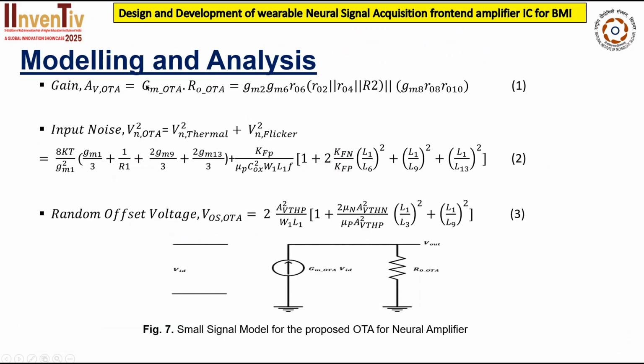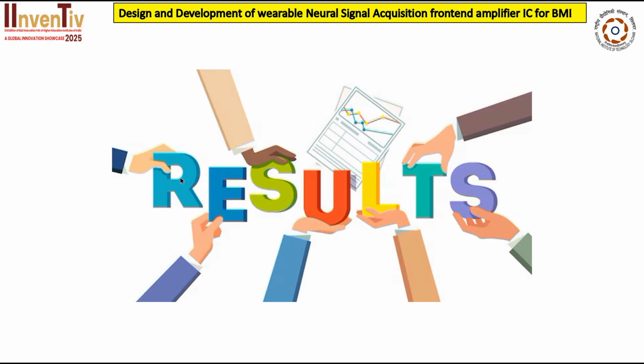And this is the modeling analysis of this OTA. We have obtained the small signal gain, input noise, and random offset voltage. Based on these expressions, we have tuned the circuit for meeting the required design specs. Let's come to the results.